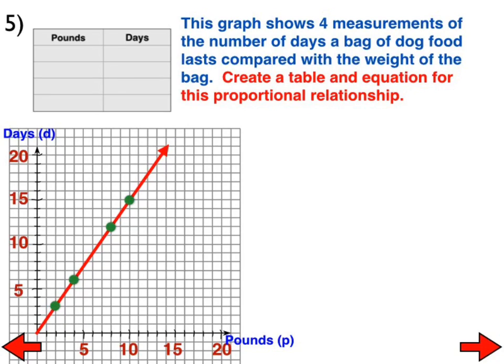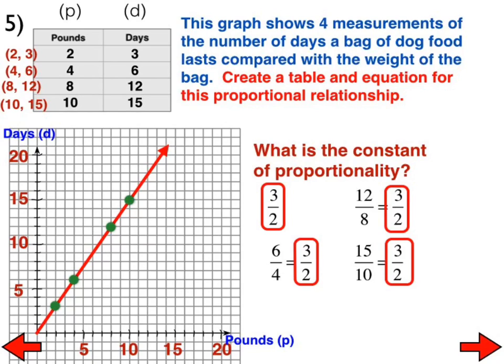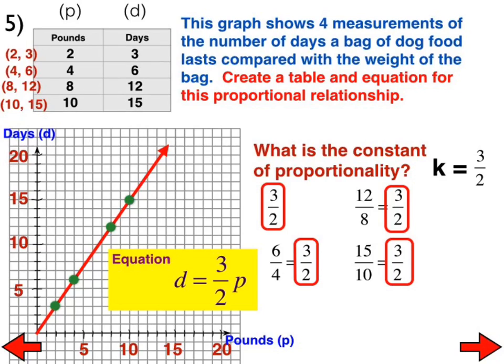Our table is going to help us a lot finding what we're supposed to find here. So we start by plotting our ordered pairs, using the ratios to find the constant of proportionality. They're all equivalent, so that proves that it is proportional. Since k is equal to 3 over 2, that means our equation, and we need to make sure we use the right variables. D is in place of y, P is in place of x, so it is D equals 3/2 P. Any questions on number 5?